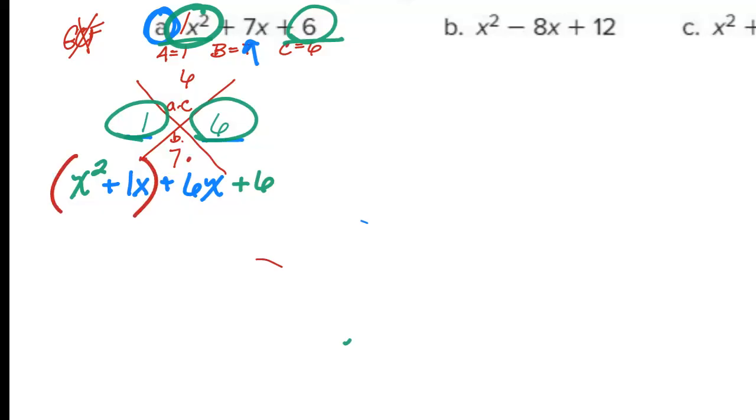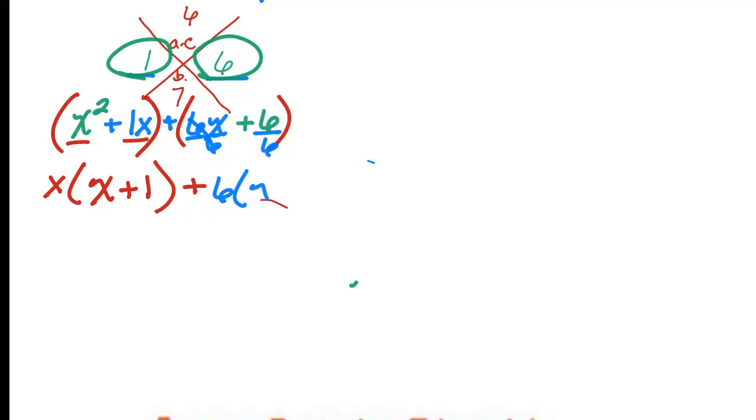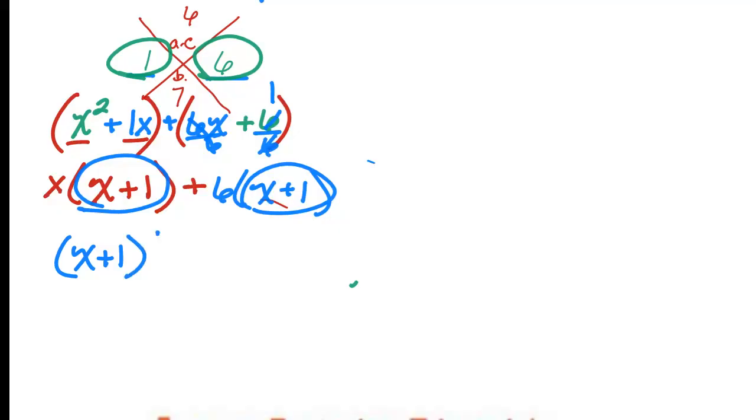So I'm going to group these two together, and I'm going to group these two together. So x squared plus x, my greatest common factor here is x, and you're left with x plus 1. Plus 6x plus 6. Your greatest common factor there is 6. And when you divide, you get x plus 1. And here I have that same factor, x plus 1. Pull that out in front. And my final answer in the final factor is x plus 6.